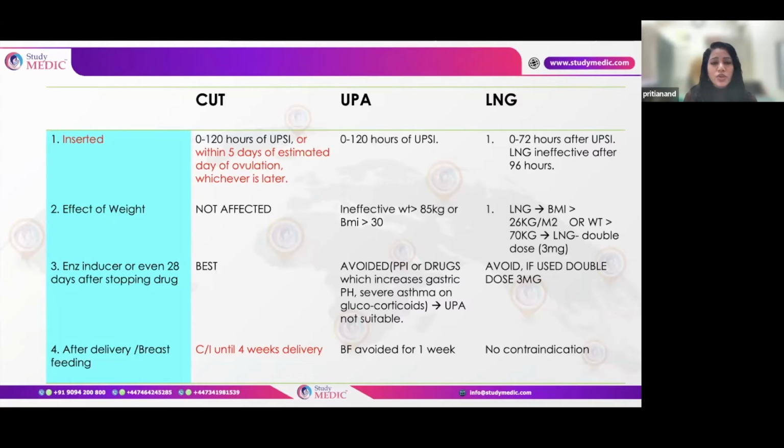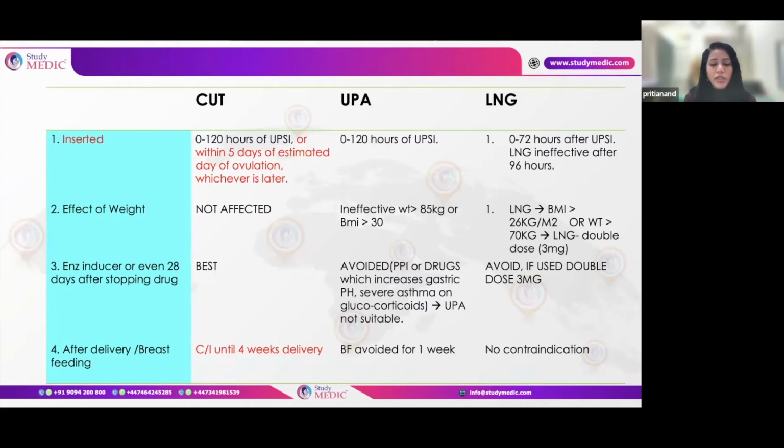With enzyme inducers, copper T has no issue. UPA is avoided. LNG is also avoided. But if required, LNG is the only option there, and then LNG can be given in a double dose. UPA is also avoided with proton pump inhibitors and glucocorticoids.